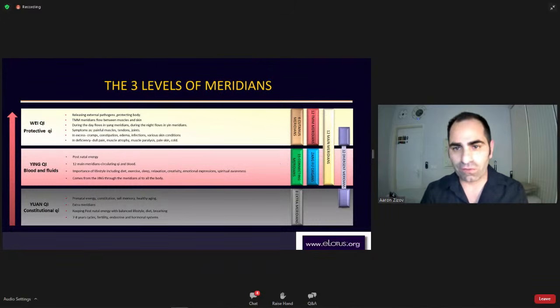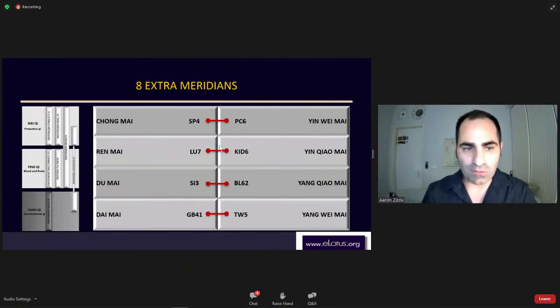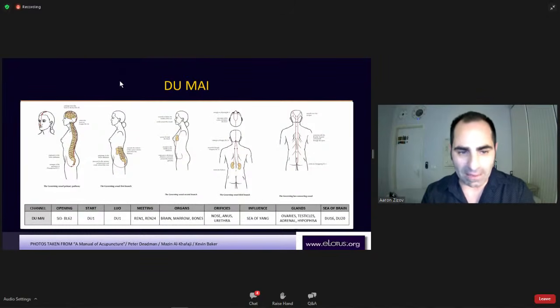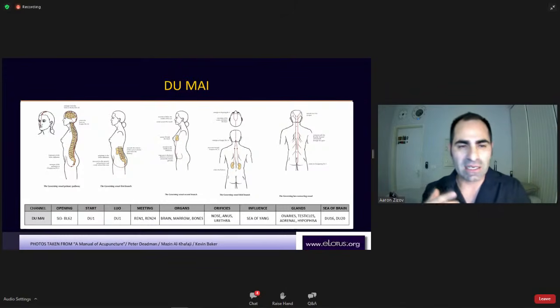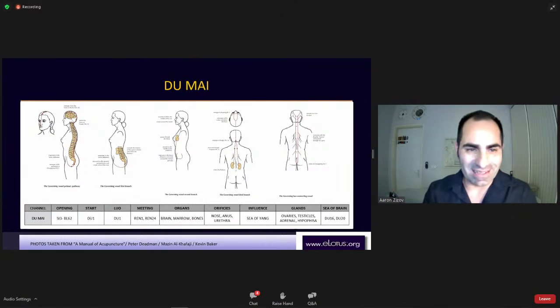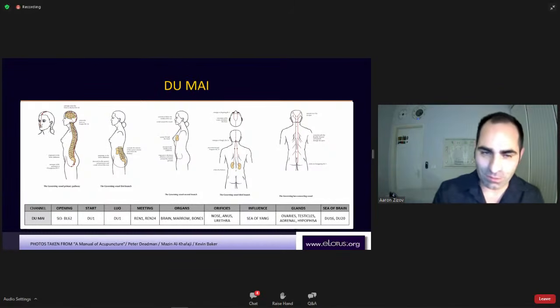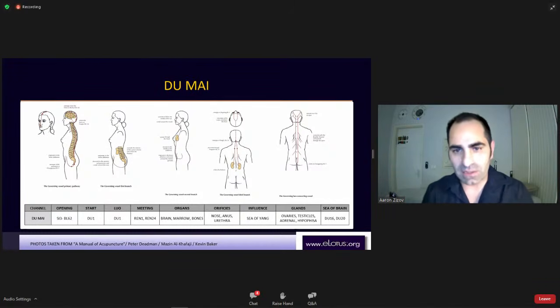Okay, so just as an example for the 8 extra meridians, again, I will talk deeply about each one of them. I'll just show here the Dumai level, where again we have the different pathways. We need to understand, sometimes we tend to forget because we remember only the primary pathway, but we forget that we have different branches that can lead us to internal places and organs, and to make these connections, it's important to remember that.